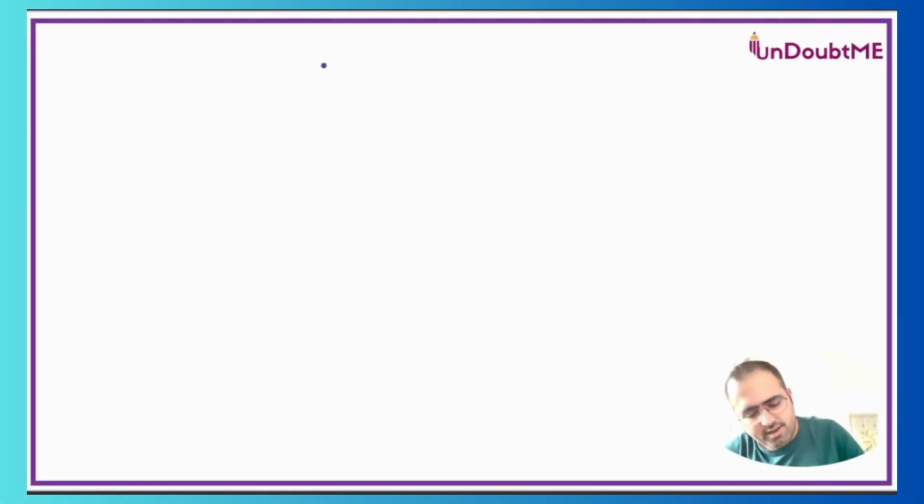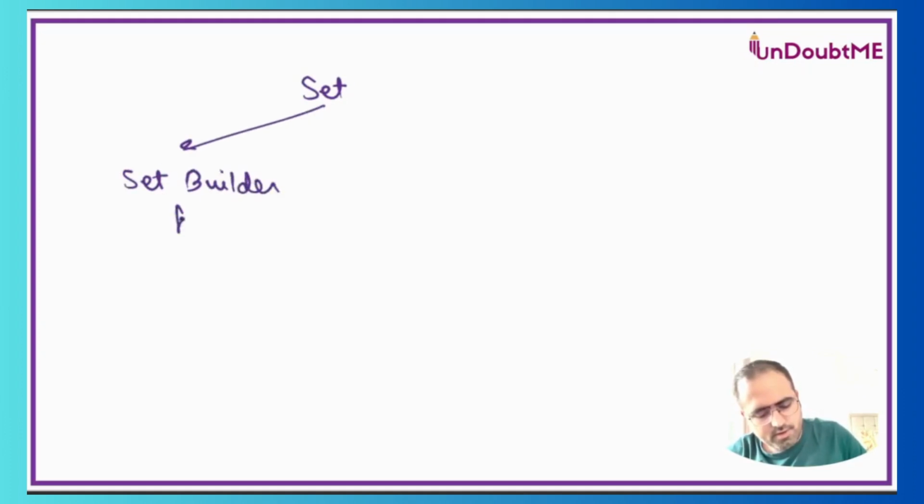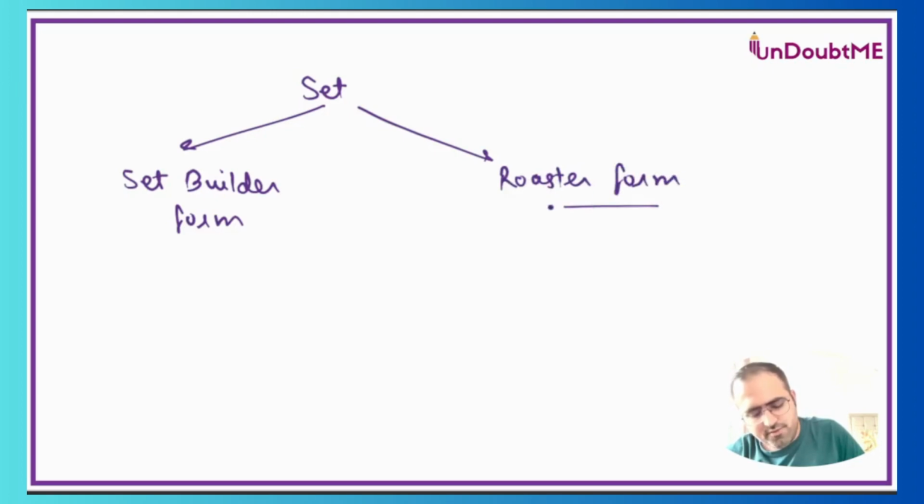So to represent a set, there are two ways. One is set builder form and the other one is called roster form. When we say roster, we need to list down all the possible elements. When we are dealing with infinite sets, it is kind of impossible to do that. That's why set builder form is also quite significant.